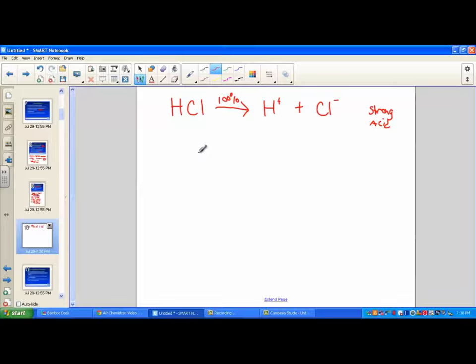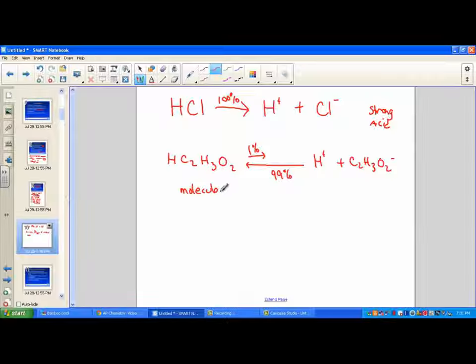Compare that to acetic acid, and this one was shown in our little video a moment ago where it slightly turned on the bulb, just a dim glow of that light bulb. Truth be known, only about 1% of the molecular form of your acid is able to separate into the ions. That's not very many, is it? About 99% lies in the molecular form, and here you have the ionic form.